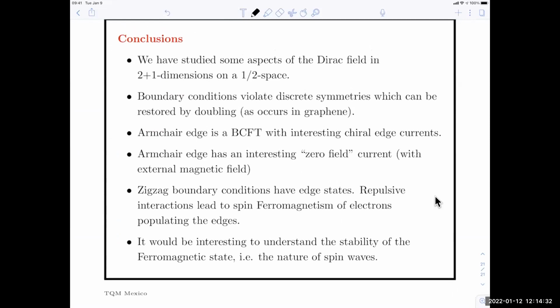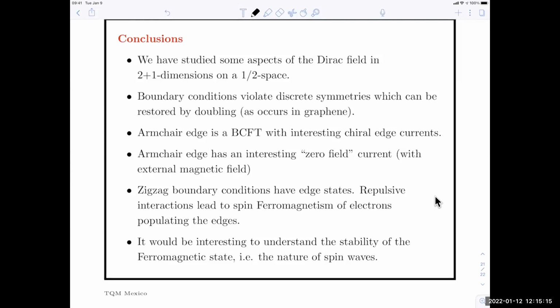So I come to my conclusions, and my conclusions are more or less what I have said already. So I'm looking at the Dirac equation in 2+1 dimensions on a half space. Studied the possible boundary conditions there, and there's a big array of them, and two special ones at the endpoints of the array that are perhaps more interesting than the rest. These boundary conditions, they actually violate discrete space-time symmetries.